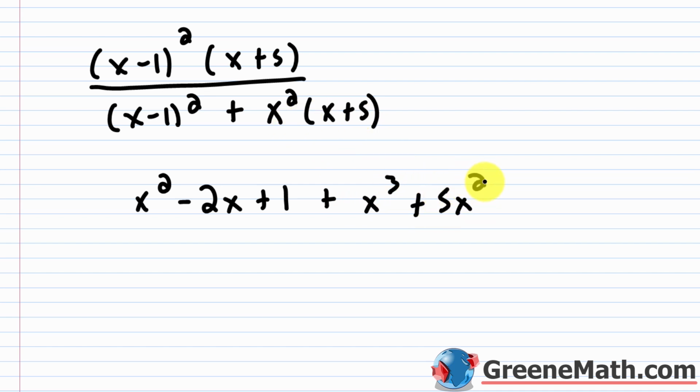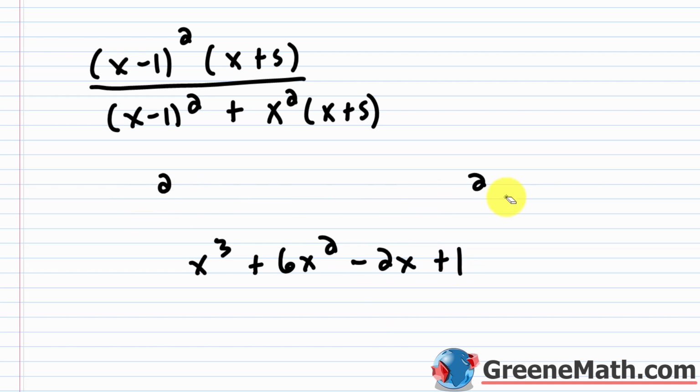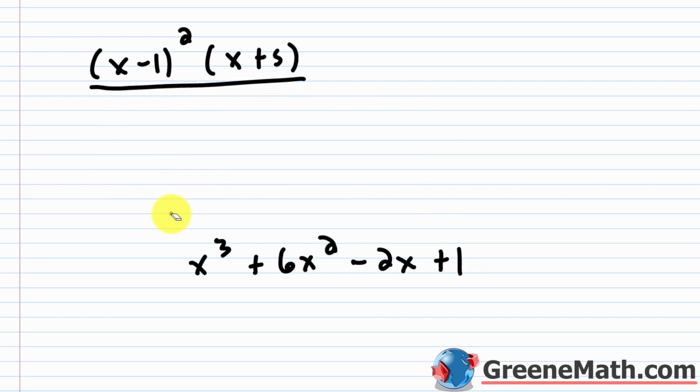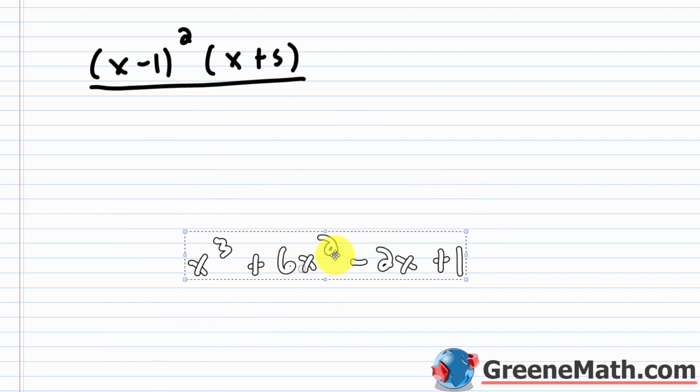Now I can simplify this. I would have x cubed. And then you have x squared plus 5x squared. That's going to be plus 6x squared. And then you're going to have minus 2x. And then you're going to have plus 1. So let me erase this and this like this. And bring this up here.